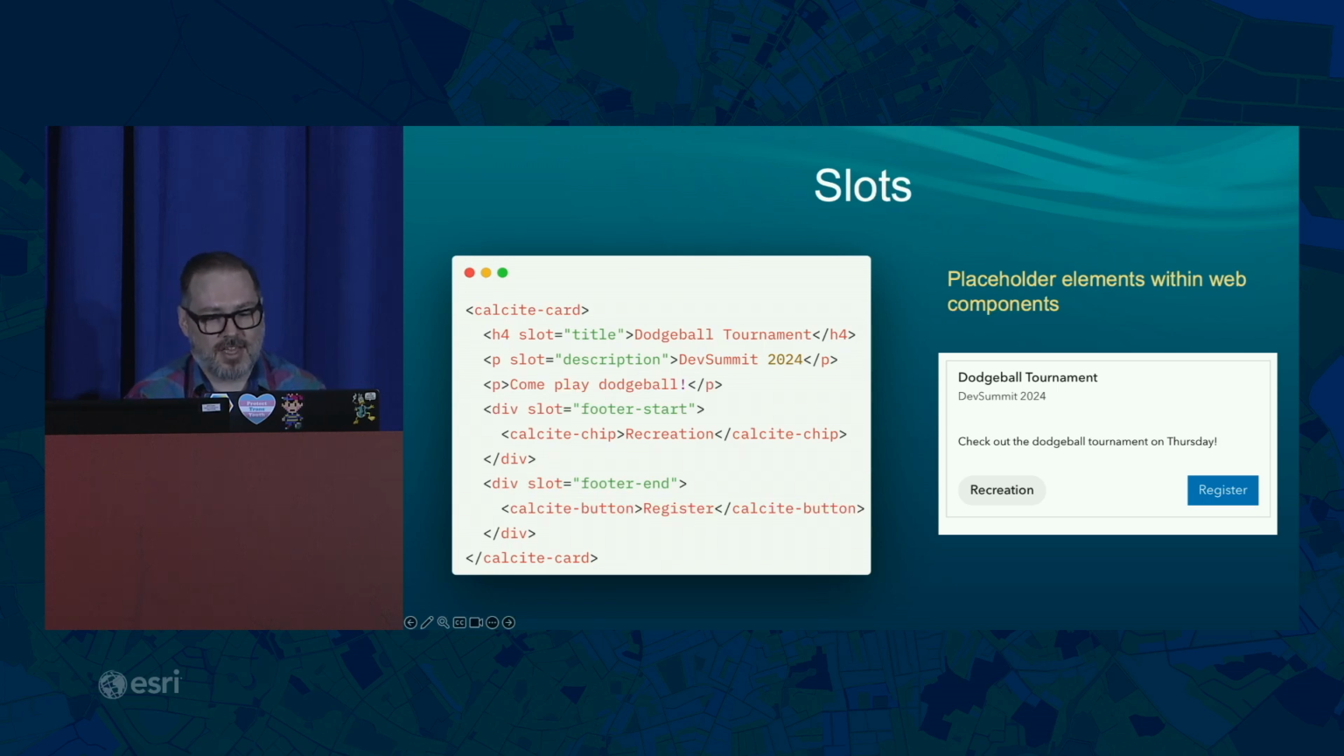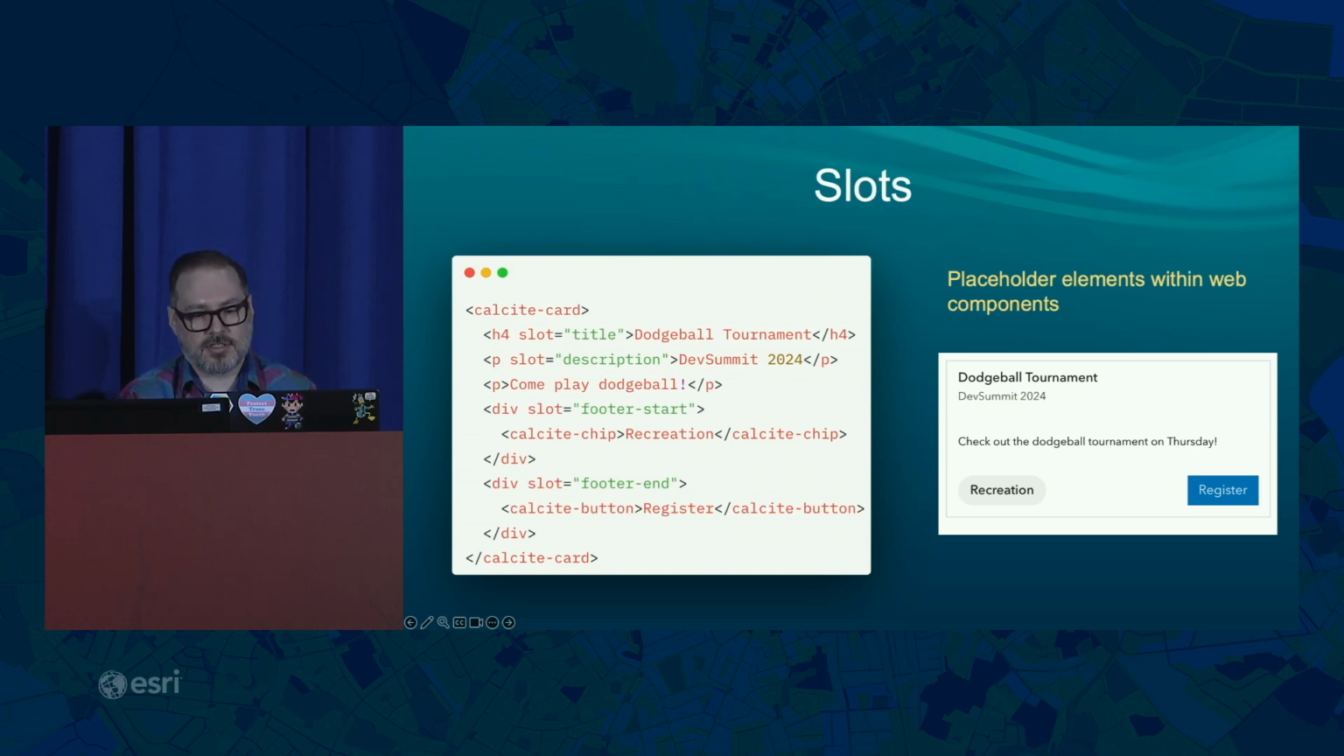You can see in this Calcite card example, we've specified the H4 element to be assigned to the title slot, and there it is right at the top. This example has many slots, but some components just have one default slot, and in that case, you don't even need to name the slot. Everything just gets dumped into the default slot.